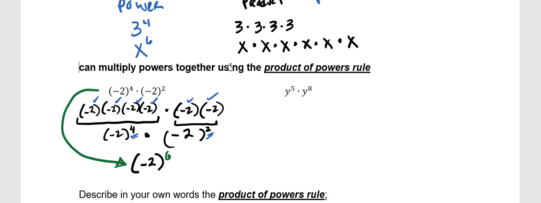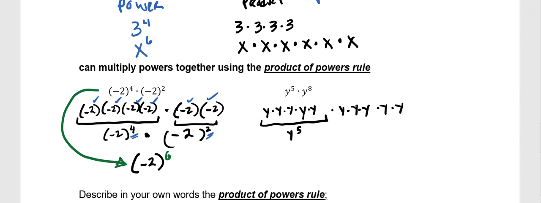So if I were to do that again, if I wanted to write this as a product for y to the 5th, I would have y times y times y times y times y. That would be y to the 5th. And I'd have to multiply it by y times y times y times y times y. Let's see, 1, 2, 3, 4, 5, 6, 7, 8. I'd have to multiply it by y to the 8th more. And that would give me, let's see, y to the 1, 2, 3, 4, 5, 6, 7, 8, 9, 10, 11, 12, 13.